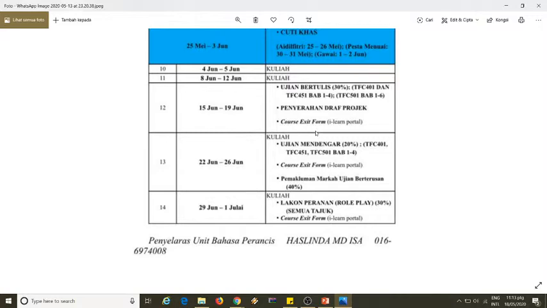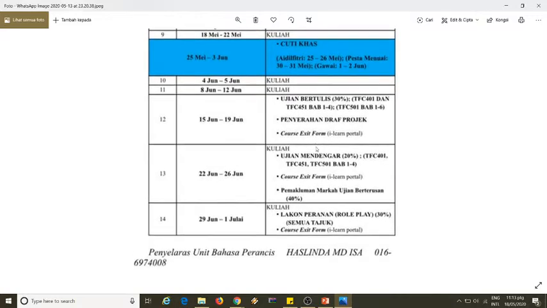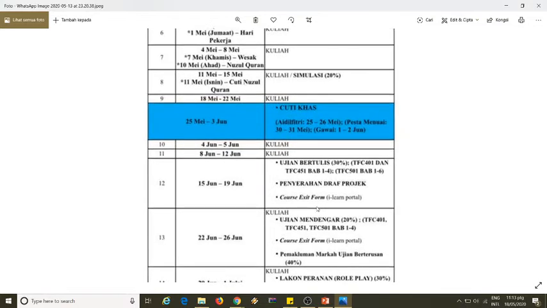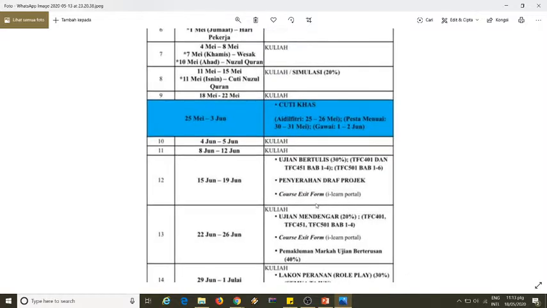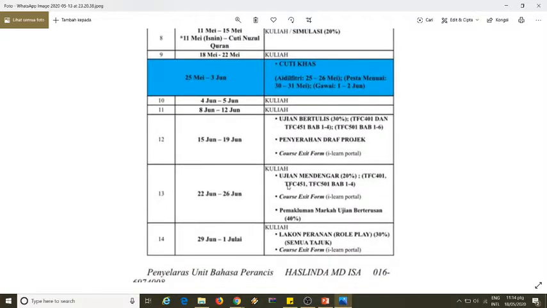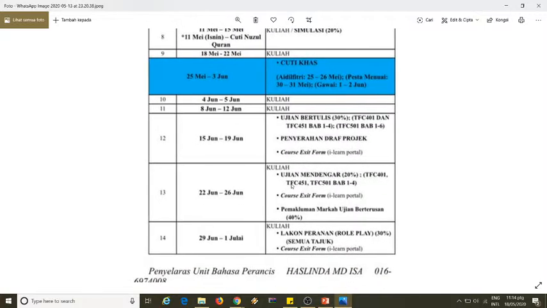TSC 202. So, 1 dan 45. Saya rasa korang kena buat jugalah. Saya tak pasti, saya make sure dulu. Saya akan confirm dulu macam mana. Okay, we almost done.